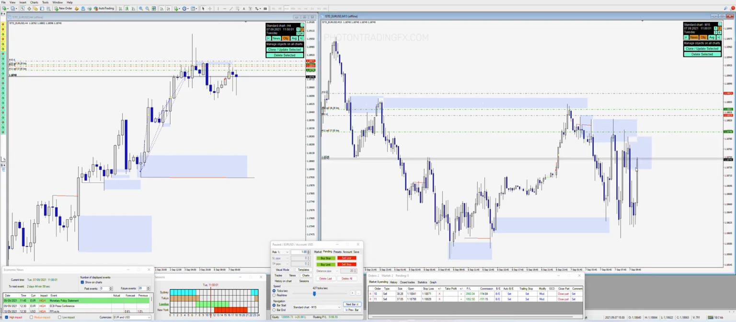Okay, so we have this zone here. It's weak because it's failed to take out this low. But this is where sometimes structure might not... well, how do I explain this? Okay, so this movement here, where we had this push down, it's failed structurally to take out the low, this low here. So that means where my mouse is now is, from a structure standpoint, a weak high because it's failed to make a new low.